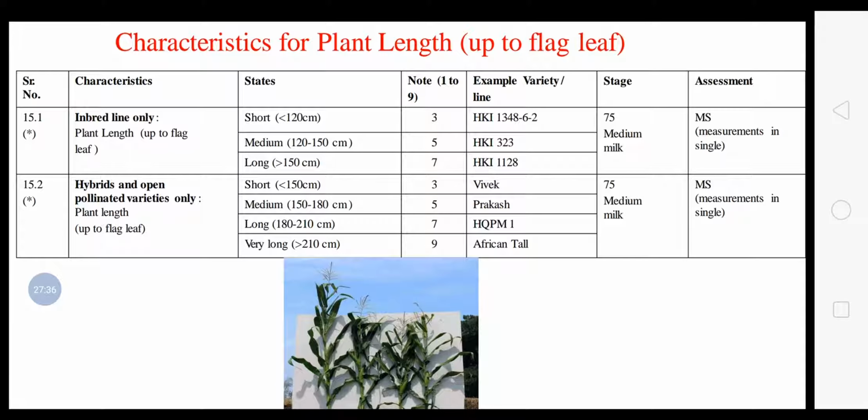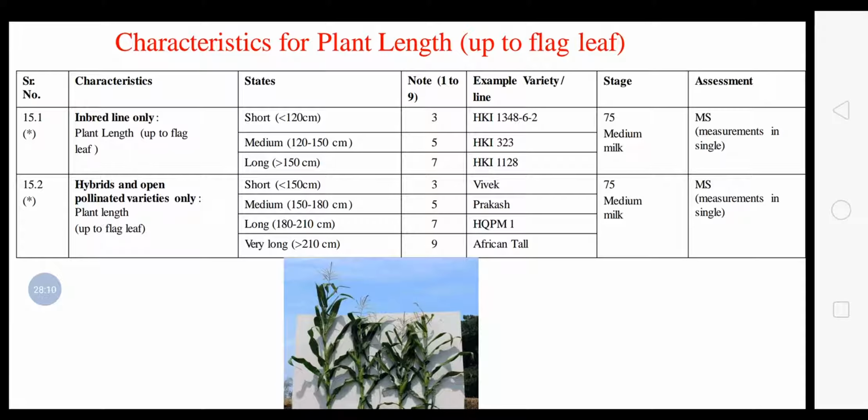The 15th character is divided as 15-1 and 15-2. 15-1 is inbred line only. Here plant length is taken up to the flag leaf. Generally, when we take the plant height, we should not take it up to the tip of the tassel, because that is not the length. Some tassels may be very long and some may be short, so we should measure the height of a particular plant up to the flag leaf.